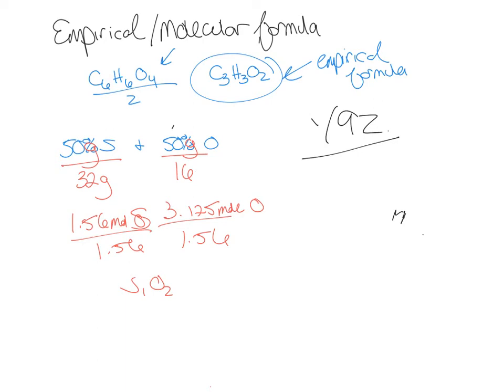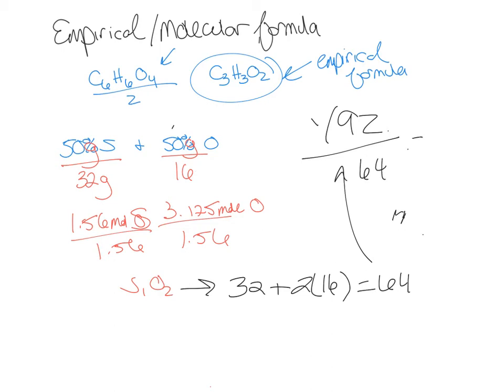How many times does your empirical formula go into your molecular formula? You have to find out what your empirical formula weighs. Well, sulfur weighs 32, and oxygen, there's 2 of them, and each one weighs 16. So the total there is 64. So I'm going to take this, and I'm going to divide this by 64, and I should get a factor of 3. That means that my molecular formula is a factor of 3 times my empirical formula. So I'm going to take my empirical formula, SO2, and multiply it by 3. And I get S3O6.